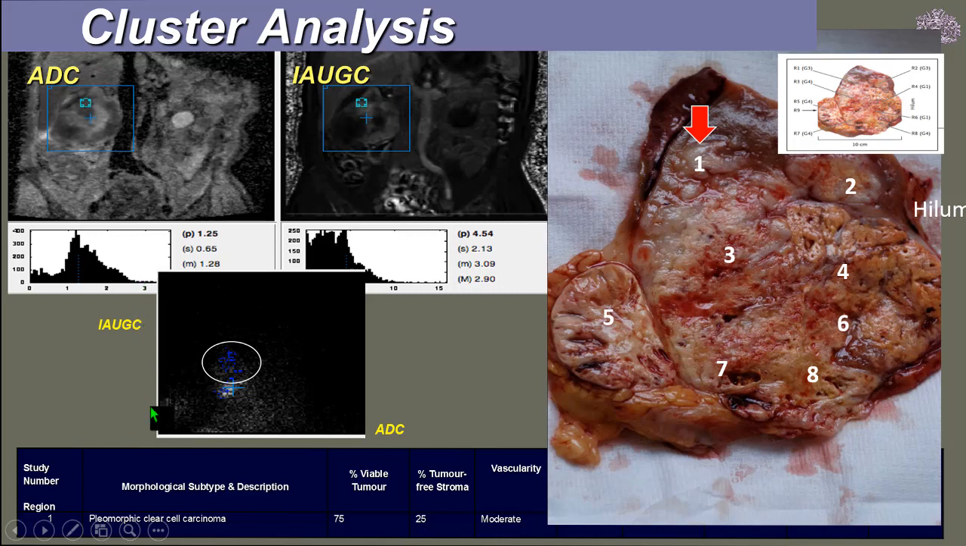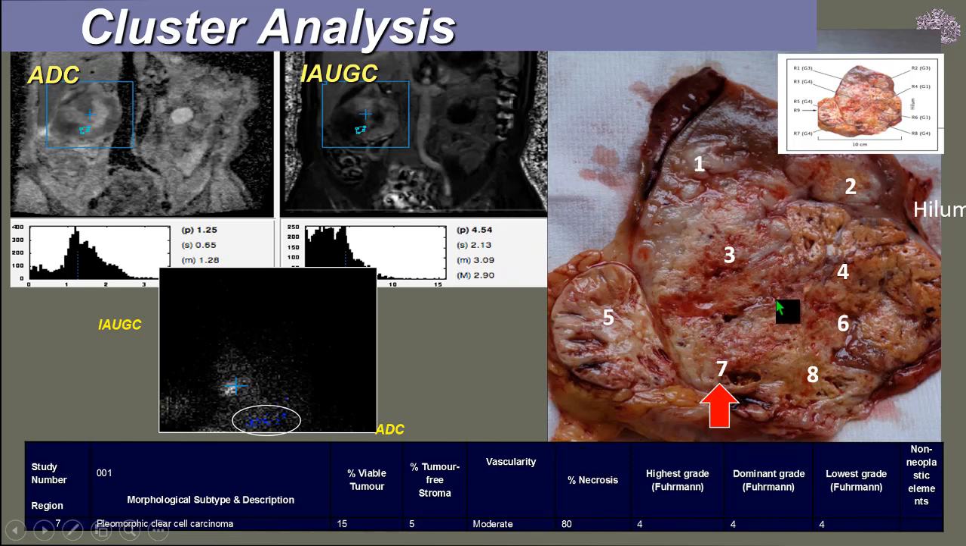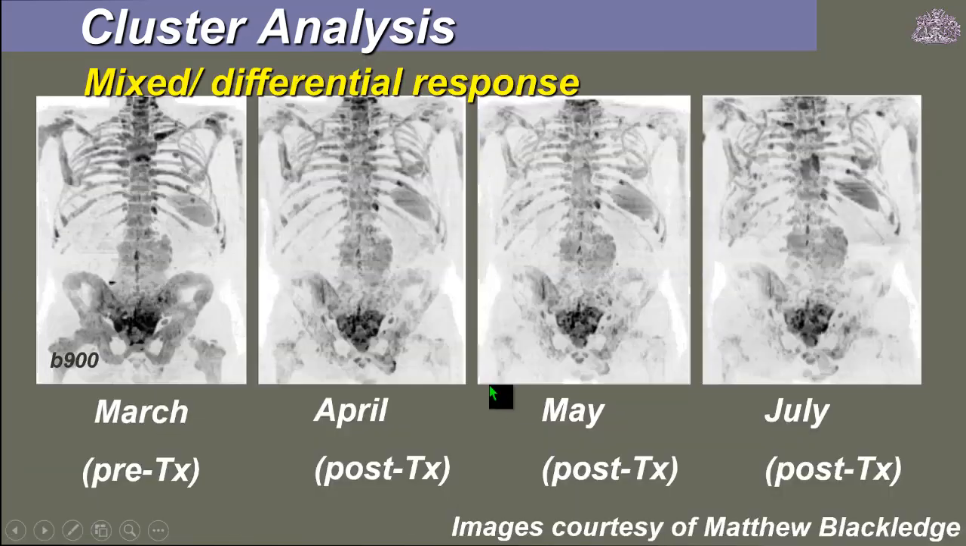So if you look at IAUGC on the y-axis and ADC on the x-axis, then anything here that looks like high IAUGC, high perfusion, and high cellularity, that is low ADC value, we're looking at here region 1. Compare that with region 7, where you have very high ADC value and low IAUGC. You're looking at areas with potentially much higher percentage of necrosis. So this is completely understandable.